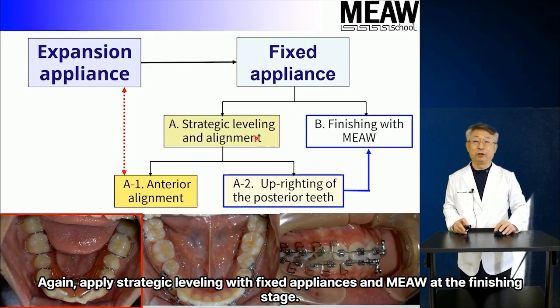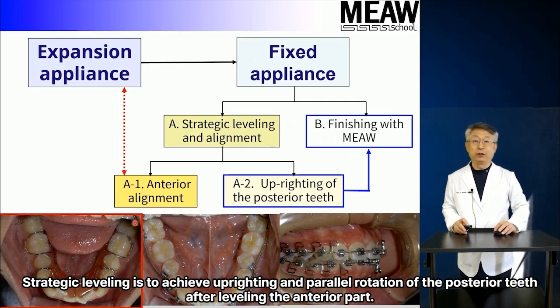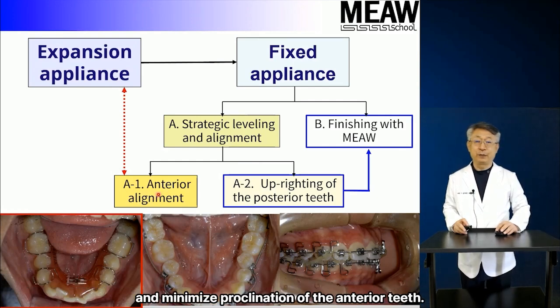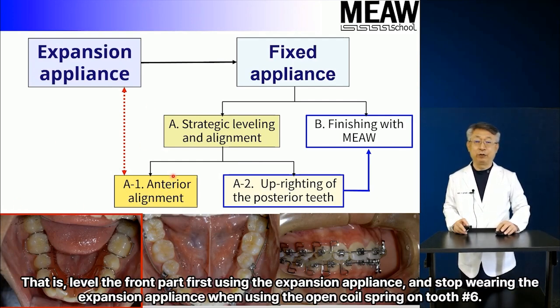Again, apply strategic leveling with fixed appliances and meo at the finishing stage. Strategic leveling is to achieve uprighting and parallel rotation of the posterior teeth after leveling the anterior part. At this time, leveling the anterior part by using an expansion appliance will shorten the treatment period even more and minimize proclination of the anterior teeth. That is, level the front part first using the expansion appliance and stop wearing the expansion appliance when using the open coil spring on tooth number 6.